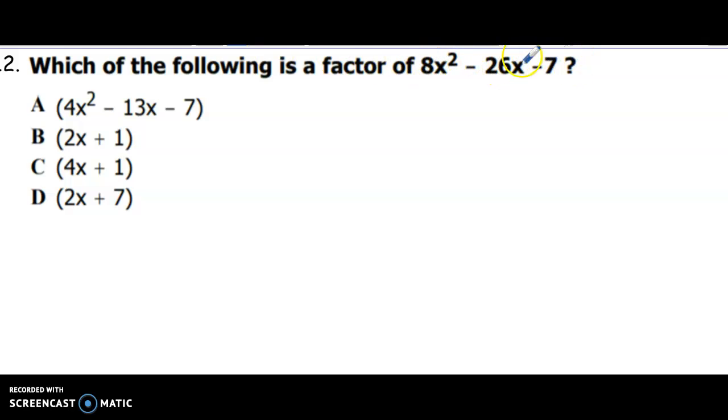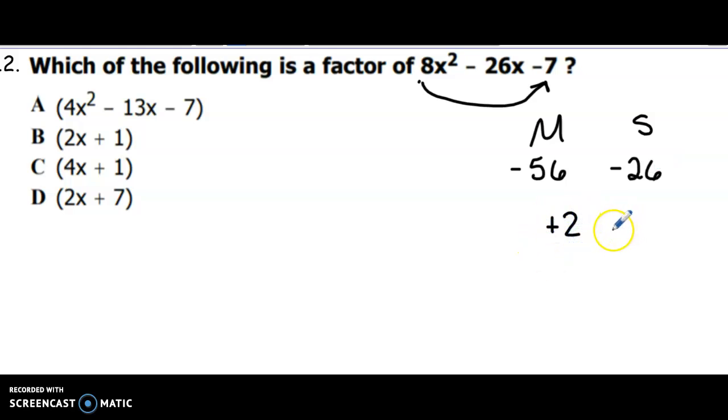Again, look for your GCF. Don't have one. So let's use our California method. So let's multiply 8 times 7. And what we get there is 56. And so what we want to know is what can we multiply together, to get a negative 56, that when we subtract, we get a negative 26. Well, I can do a positive 2 and a negative 28.